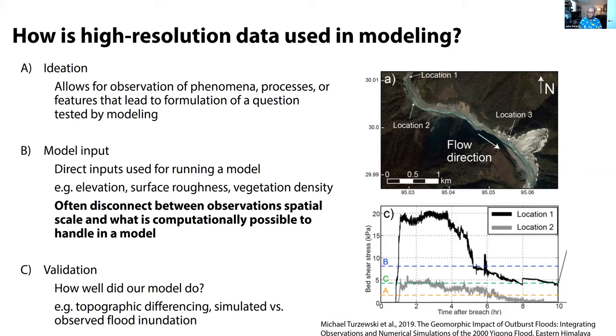Secondly, we have actual input. This is using high resolution topography data as a direct input into the model, whether it's from attributes like vegetation density or surface roughness, or is the actual base grid that we're going to run a flow accumulation model on. Or there's validation. If we're running a model such as beach erosion in response to a hurricane, we can use pre and post lidar, pre and post structure from motion data to test how well our model did in terms of predicting patterns of erosion and deposition.